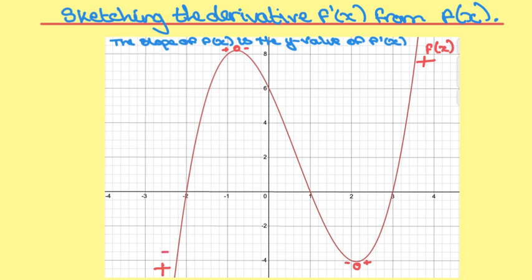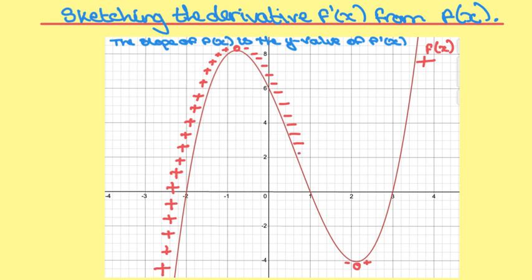So as we go up, positive, positive, positive, but it's getting less and less positive until it gets to 0. Then it becomes negative, slightly negative, slightly, slightly, till here it becomes its most negative.